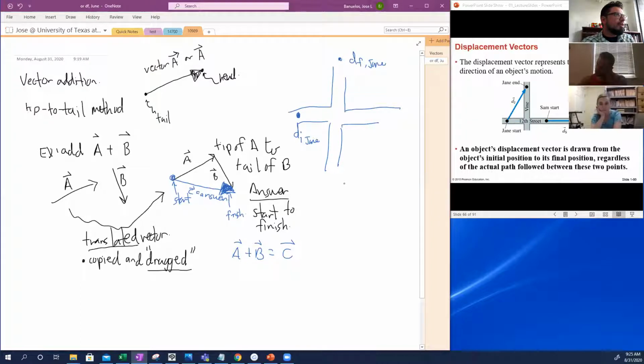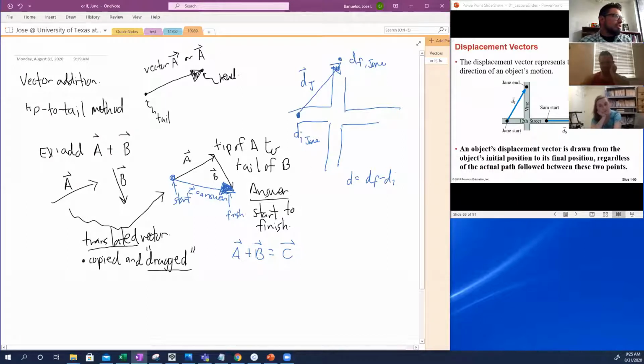If you remember displacement, if we use a D in this case, it's going to be the final minus the initial. In essence, what you can do in that case is you can just connect the initial to the final point, and that's going to be Jane's displacement. So we'll call it D J, which is the total change.